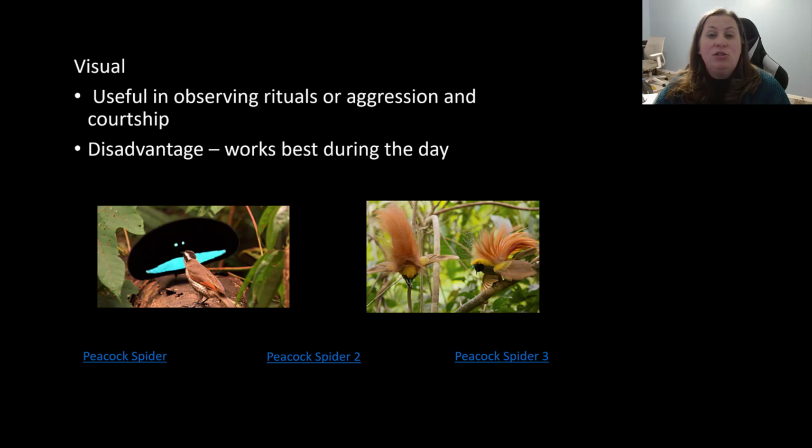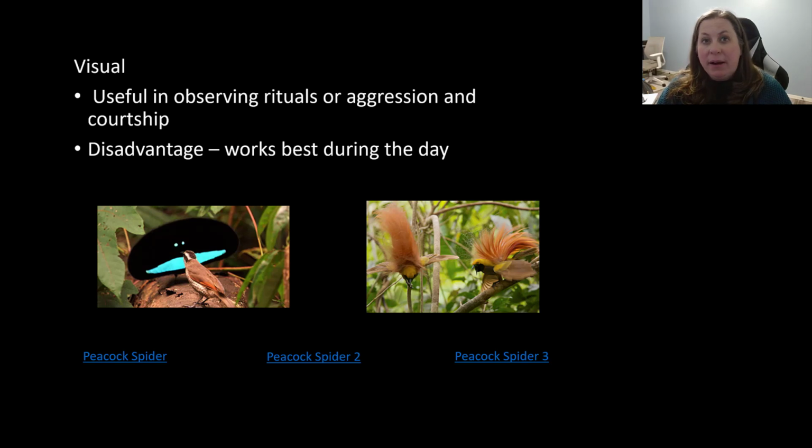The next one is the visual types of communication. Visual communications are useful in aggression rituals as well as courtship rituals. With this, they do a certain kind of pattern or dance or certain kinds of displays in order to attract mates or to show their aggression to each other. The disadvantage of this type of communication, though, is that it only works really during the day. If you try to do this at night, there's not enough light, so you can't be seen.